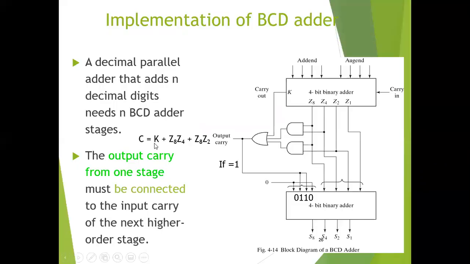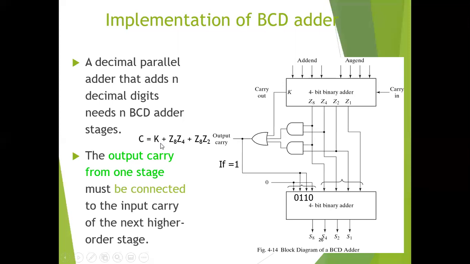So here we can see that this output carry, C, is equal to K plus Z8 into Z4 plus Z8 into Z2. Here Z8 and Z4 are multiplied by using this AND gate, and Z8 and Z2 are multiplied by using this AND gate. Then the outputs of these two AND gates and the output carry of the first 4-bit binary adder are added by using this OR gate, and the output carry is generated.